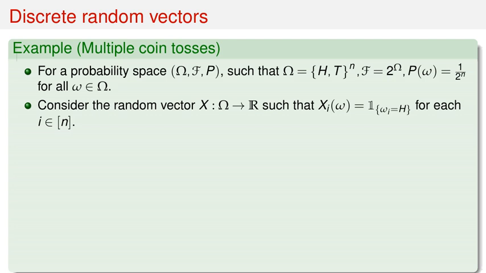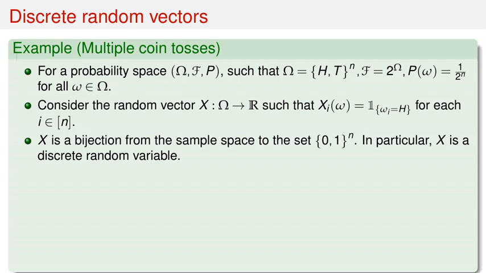Consider the random vector X mapping from Omega to R^n, such that X_i of omega is the indicator that omega_i equals H for each i in 1 to n. This X is a bijection from the sample space Omega to the set {0, 1}^n. In particular, X is a discrete random vector.